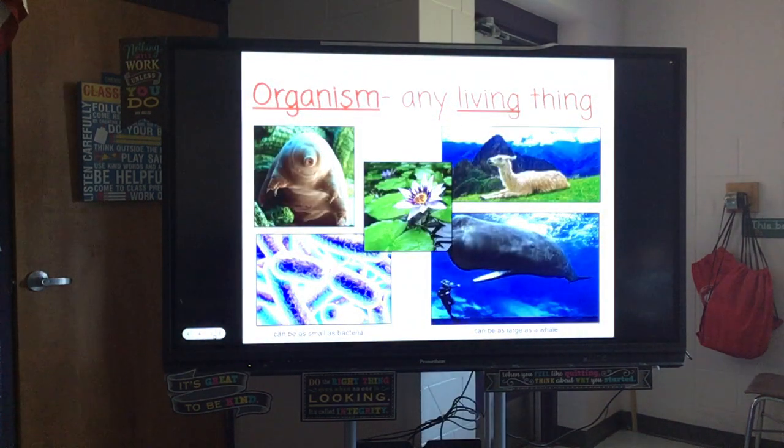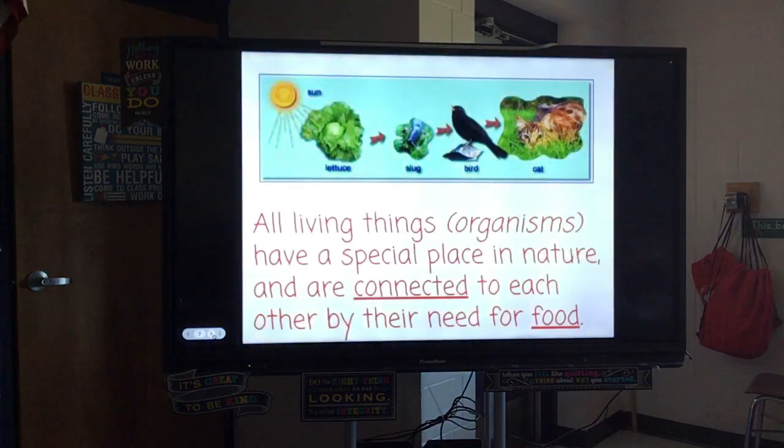Organisms are any living thing, so it doesn't matter if it's bacteria or one of the biggest whales. Everything that is living is an organism. All living things or organisms have a special place in nature and are connected to each other by their need for food.